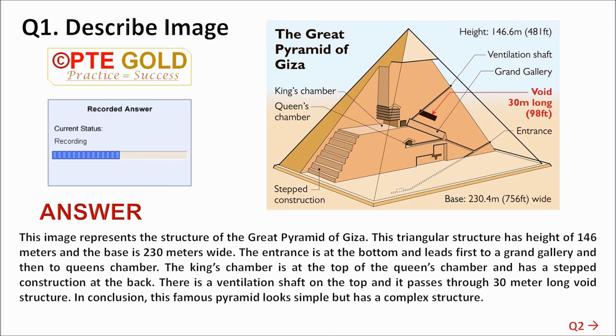The King's Chamber is at the top of the Queen's Chamber and has a stepped construction at the back. There is a ventilation shaft on the top and it passes through a 30-meter-long void structure. In conclusion, this famous pyramid looks simple, but has a complex structure.